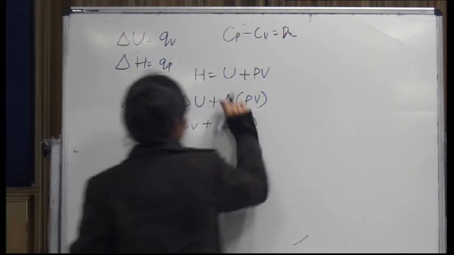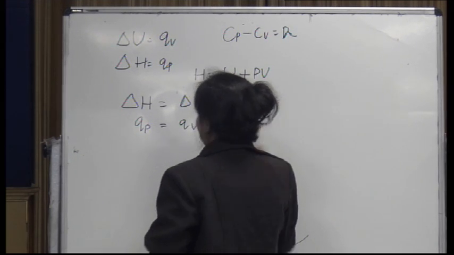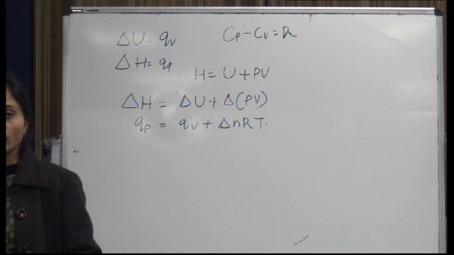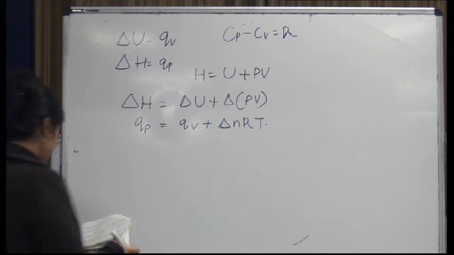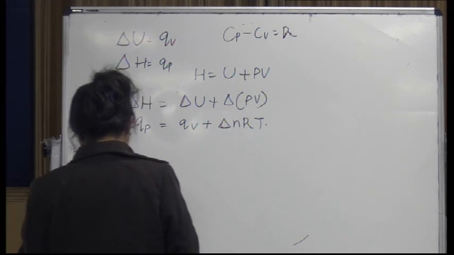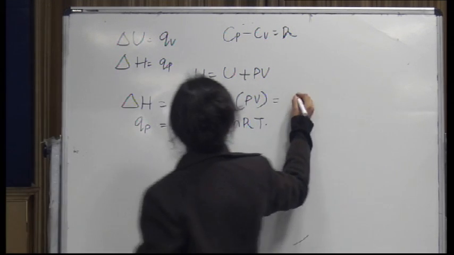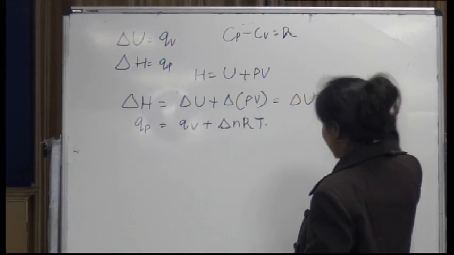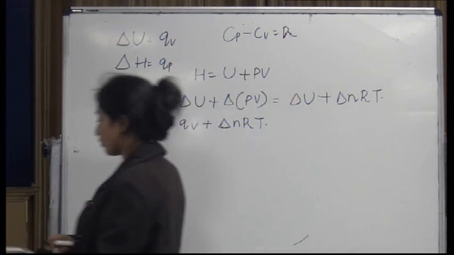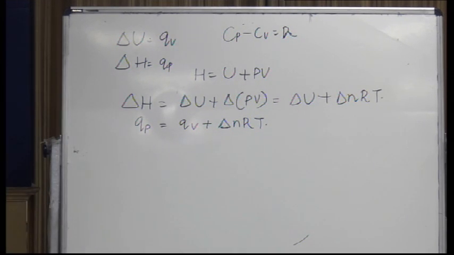And this can also be written as delta of nRT, where delta N is the change in the number of moles, R is the universal gas constant, and T is the temperature. And you can relate it to this particular formula also. This can also be written as delta U plus delta of nRT. N normally refers to the change in the number of moles of the gaseous molecules.